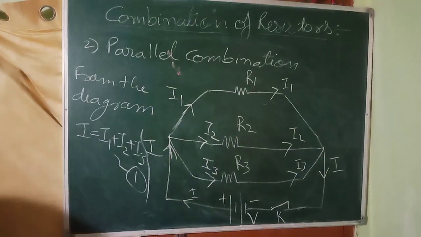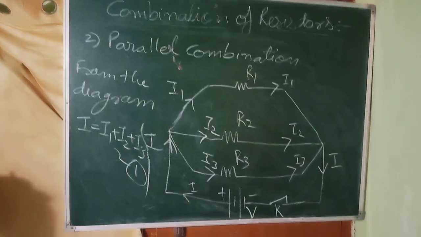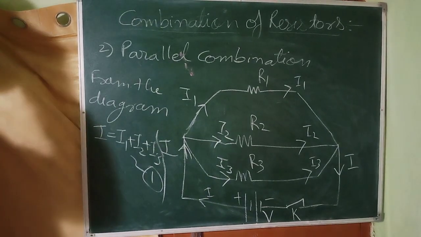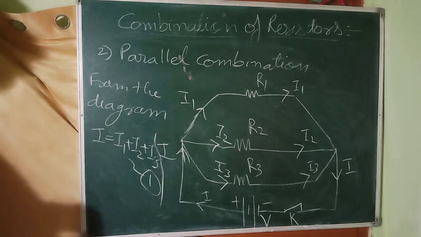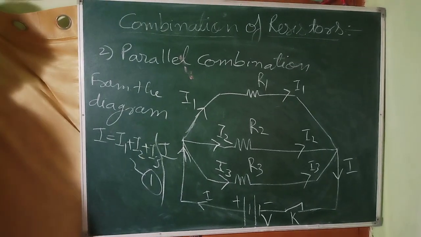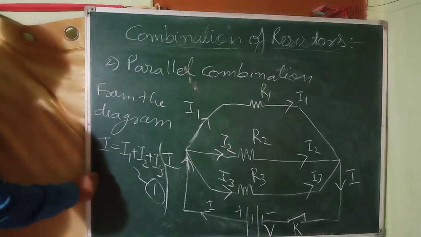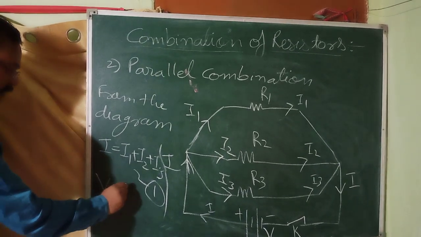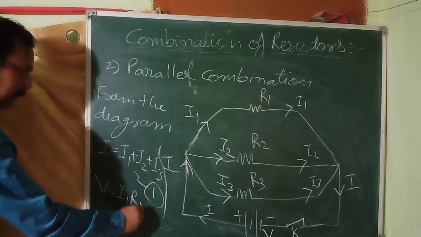Okay. Now, next thing. According to definition, what do we know? We know that potential difference across the resistors is going to be same. And that is V. So what can we write here? Can we write V is equal to I1 R1.